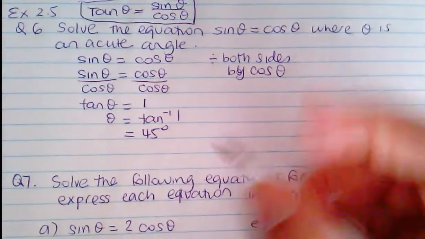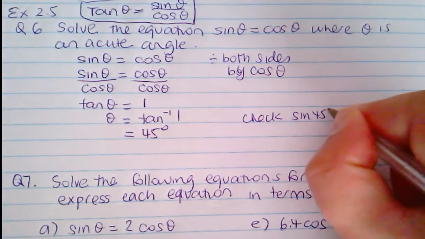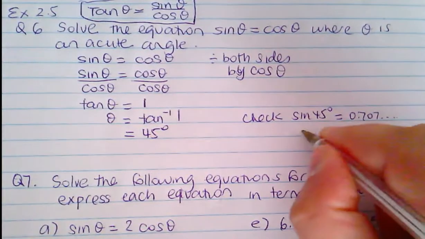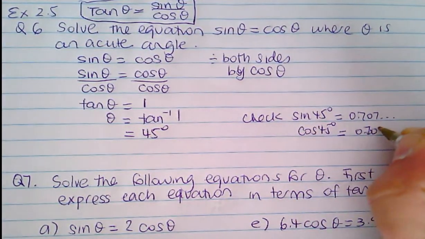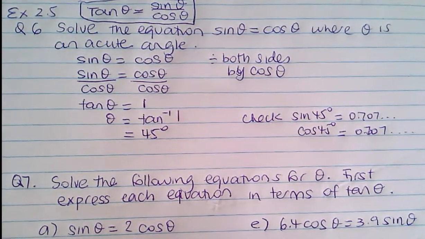So in other words, if you just want to check your answer, sine of 45 degrees, if you do that on your calculator, you'll get approximately 0.707. Same with cos 45, it is also approximately 0.707. Okay? All right, now for question 7.